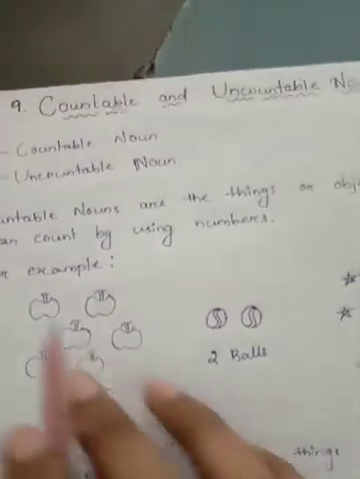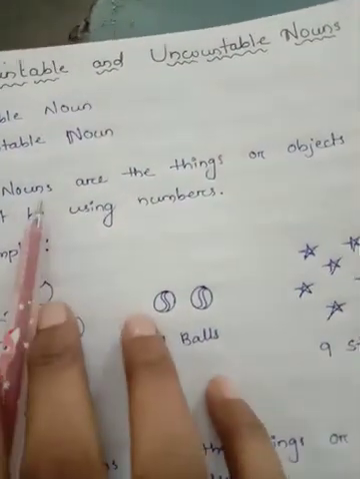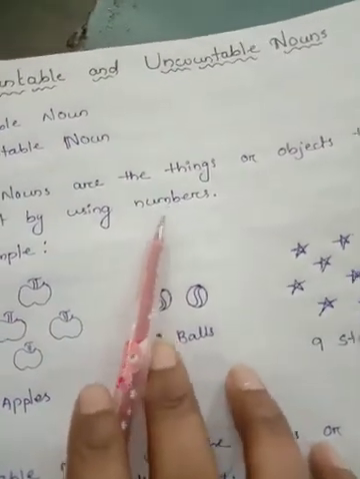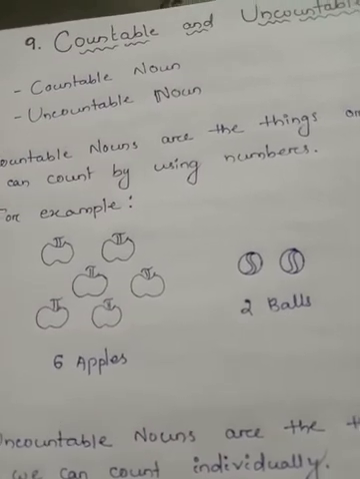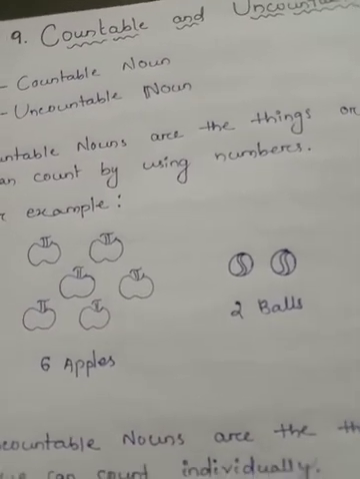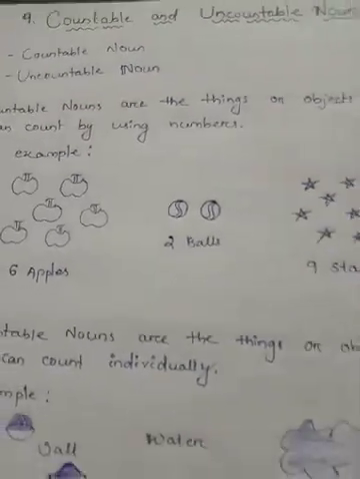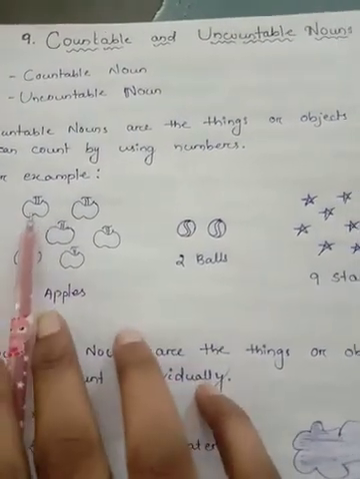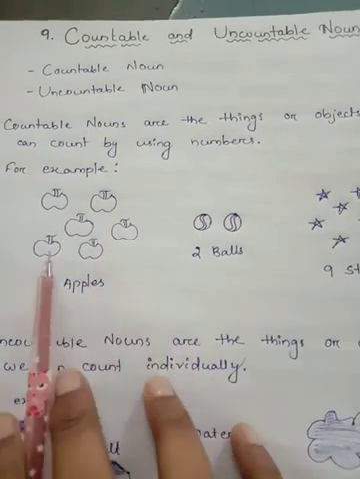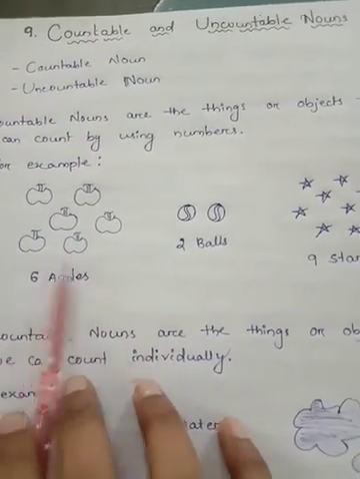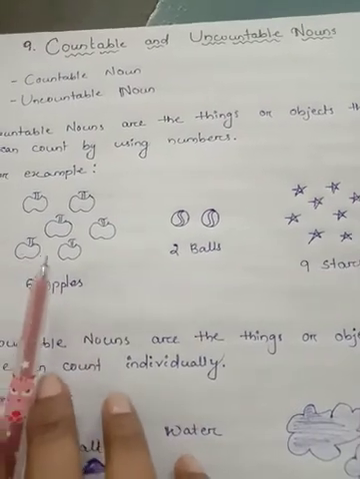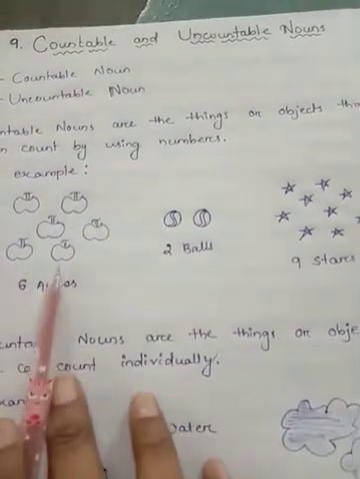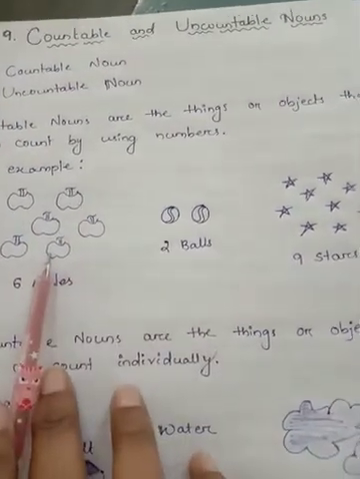Okay, so first thing, countable nouns. Countable nouns are the things or objects that we can count by using numbers like 6 apples, 5 apples, or 4 apples, or 10 apples, 100 apples, like that. The objects or the things, like here are some apples. Can you count this? Like 1, 2, 3, 4, 5, 6. We can count this, that there are 6 apples. Right. So these are countable nouns because we can count these apples.